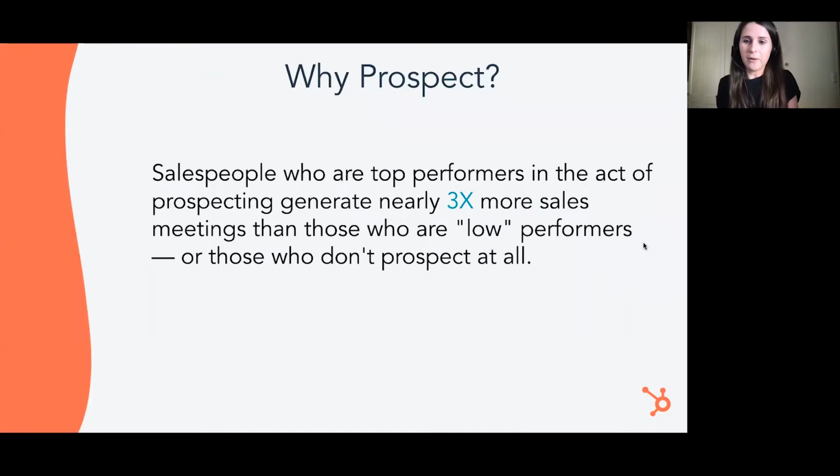So first of all, why prospect? I always like to say the why and give a bit of stats on that. Salespeople who are top performers in the act of prospecting generate nearly 3 times more sales meetings than those who are so-called low performers or those who don't prospect at all. It may sound obvious, but being successful in prospecting and having the right tools and techniques, whether you're a startup and maybe your CEO is your salesperson, or a company that's growing and adding more sales reps, nailing down that prospecting process is really important.